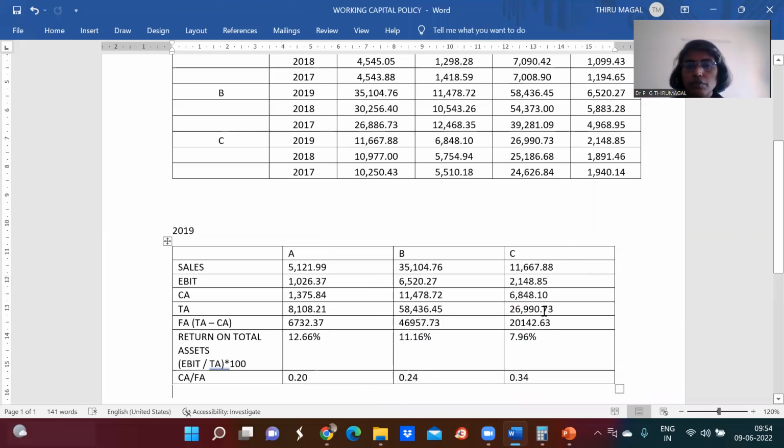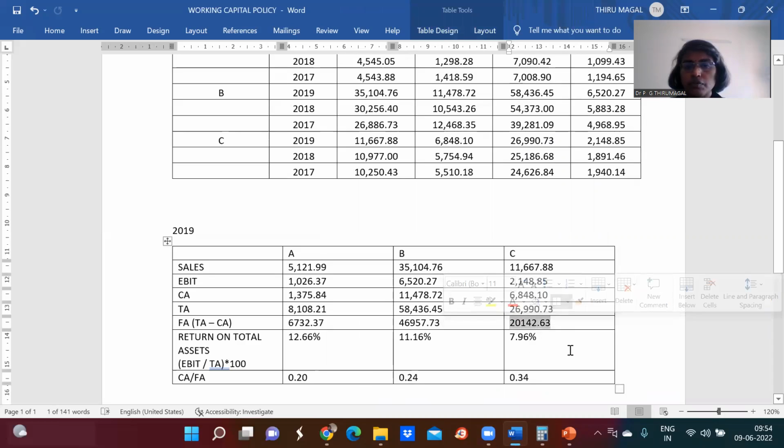Then similarly, if you do it for company C, that is nothing but current asset this value divided by the fixed assets 20.63. We are getting this one. Now, based on these values, we have to identify which company follows conservative, aggressive, and moderate.